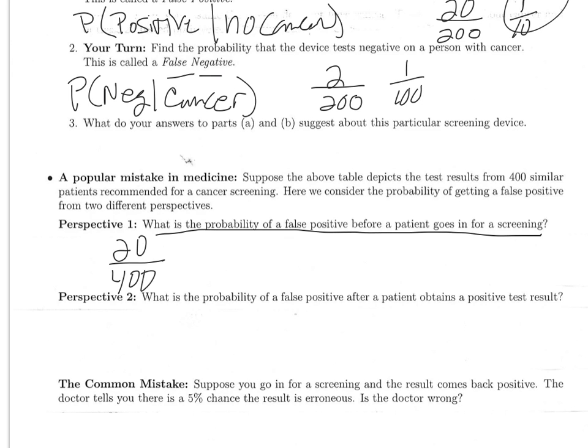But that's not a conditional probability. That's just a straight probability. Now we're going to do, hey, they got a positive test result. What's the probability of a false positive? That's where we're going to do the 20 out of 200.